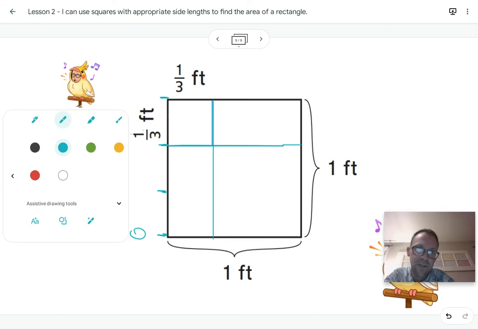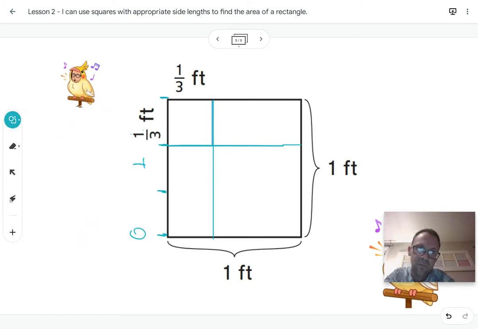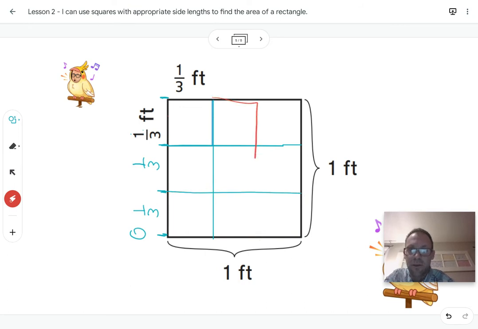So let's turn on that cool tool again. So that's 1/3 of a foot here. And then we also have 1/3 of a foot here. Another column. We can do the same now for the, I'm sorry, I'm saying columns. I meant rows. It's getting late. I apologize. These are rows.